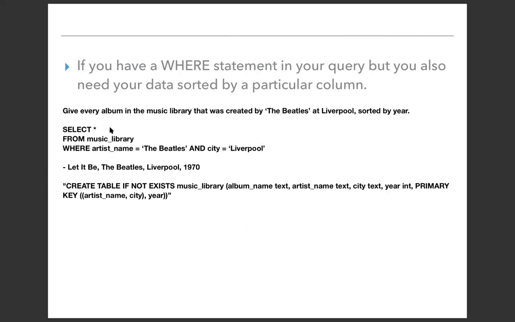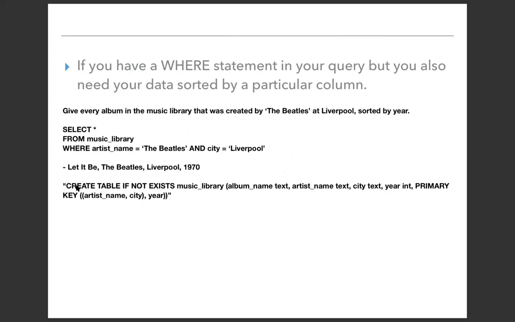Now notice that I'm not writing order by year here. I won't do it because I'm going to define it in my primary key, and the result will automatically be sorted by year. By running this query, I want to return the album name, the artist that created it, the city where it was created, and now the year it was created.